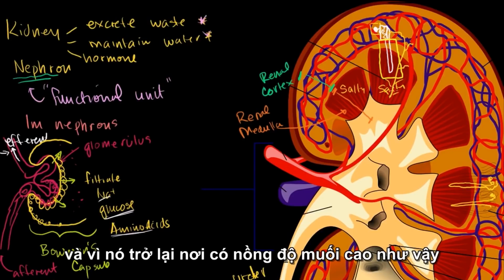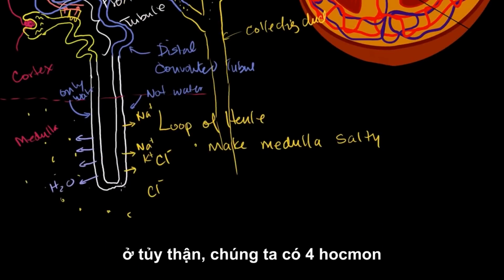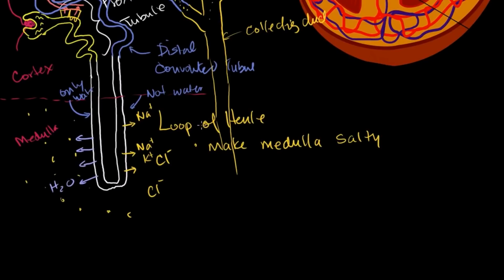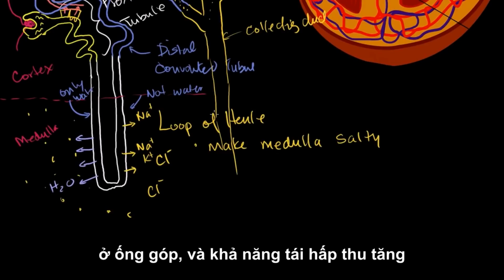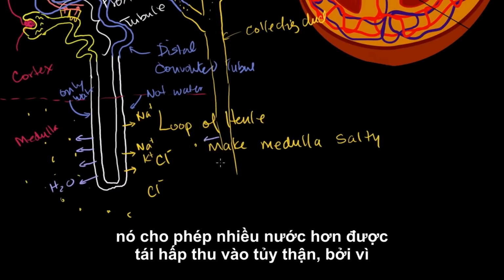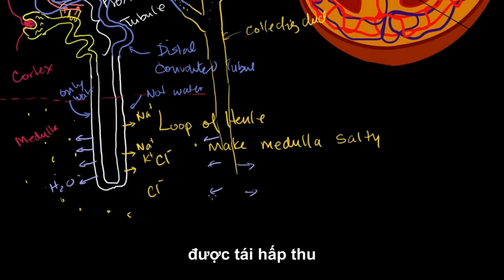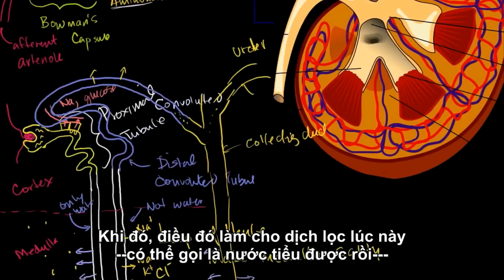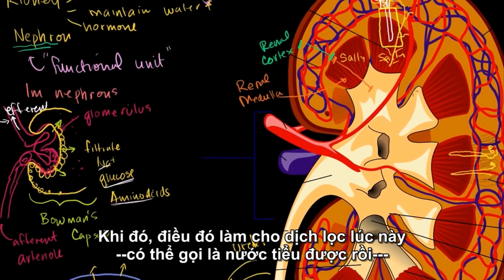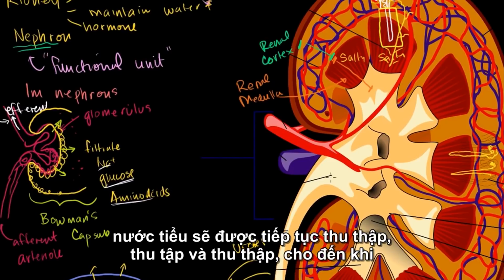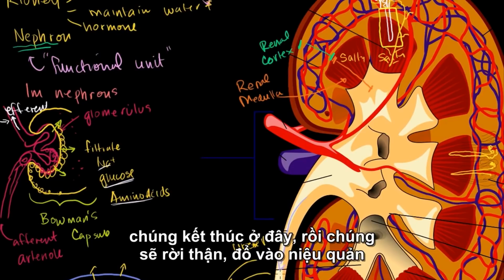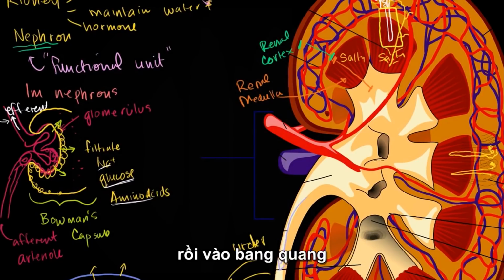And because it goes back through that super salty spot in the medulla, we actually have a hormone called antidiuretic hormone that can dictate how porous this collecting tube is. And if it makes it very porous, it allows more water to leave as we go through the medulla, because this is very salty. So the water will leave if this is porous. And when we do that, it makes the filtrate, and we can maybe start calling it urine now, even more concentrated. So we lose even less water, and it keeps collecting until we end up here, and it leaves the kidney and goes via our ureters to the urinary bladder.